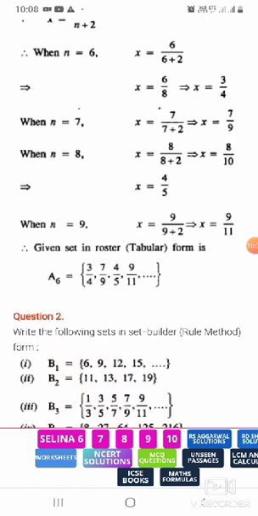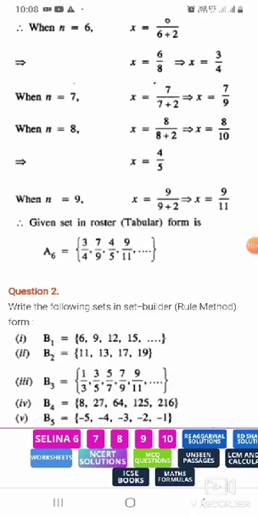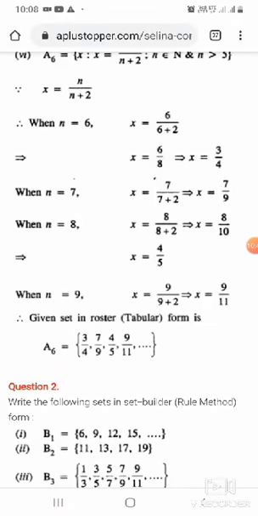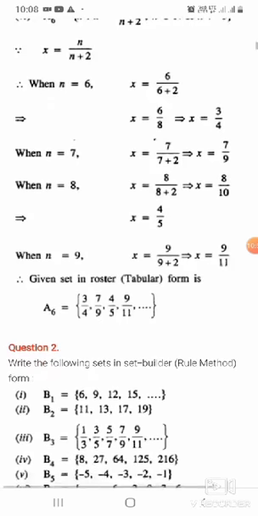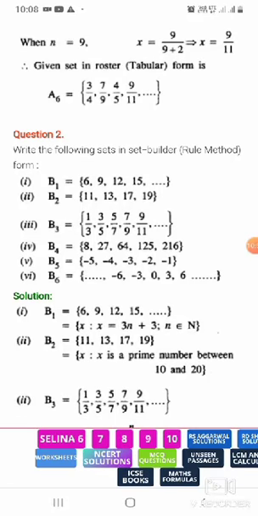So we can write like this. When we have substituted n as 6, that is the first element, because it has to be more than 5. So 3 by 4, 7 by 9, 4 by 5, 9 by 11, and so on. You may get an infinite number of such elements which fulfill the above condition. Likewise you can write down the tabular, or roster form. Right, next let us move to the second question. Let us write in the reverse way: whatever elements are given in tabular or roster form, we should write down in set builder form.